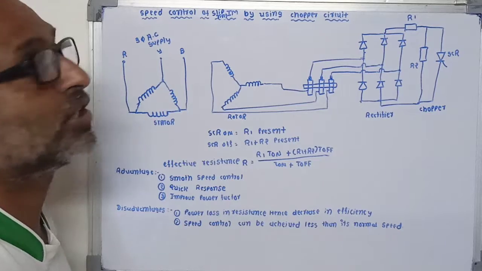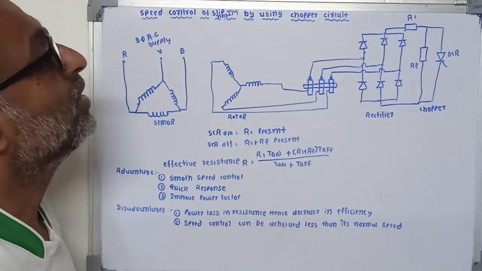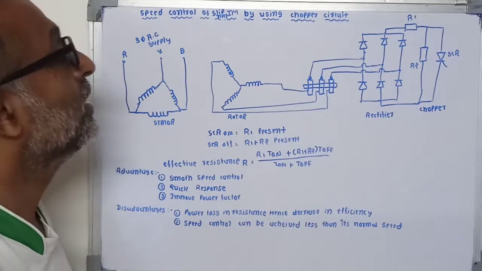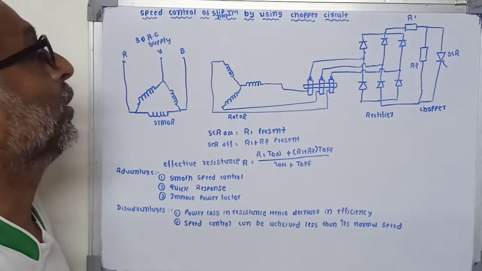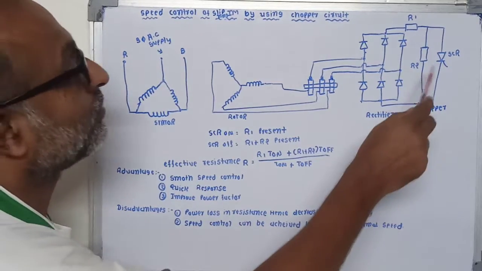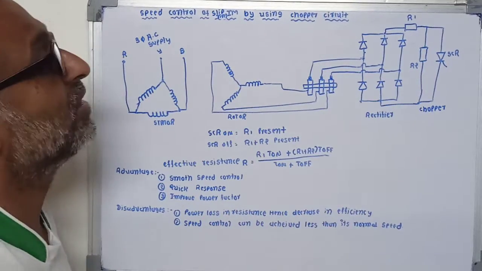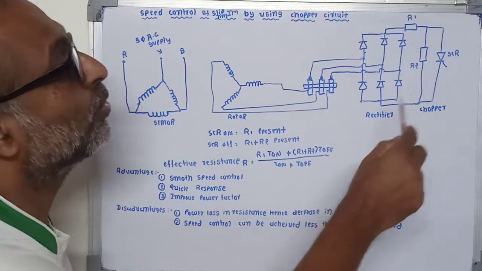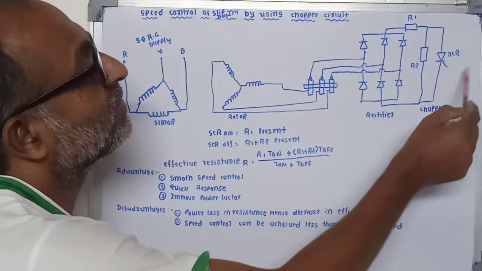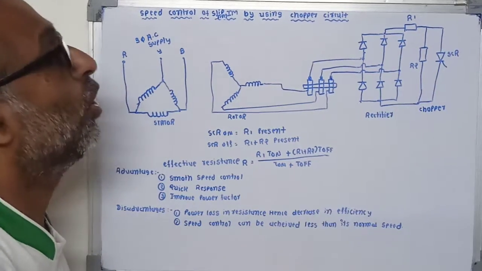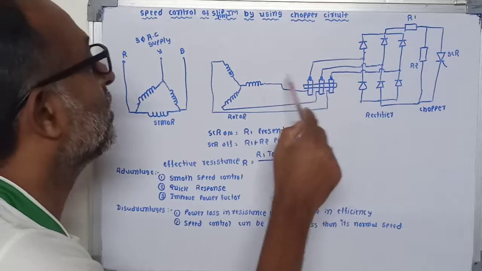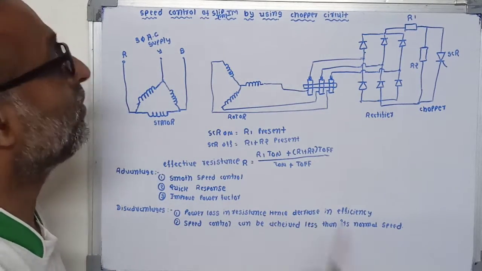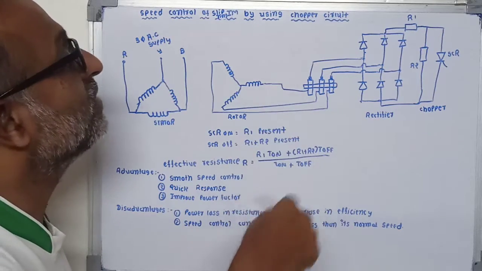So here the speed of this induction motor is changed by changing the value of variable resistance inserted in the rotor circuit of the slip ring induction type motor. Now when this SCR is on, the resistance R2 is short circuited. So only R1 resistance is present in the rotor circuit of the induction motor. Accordingly its speed changes.